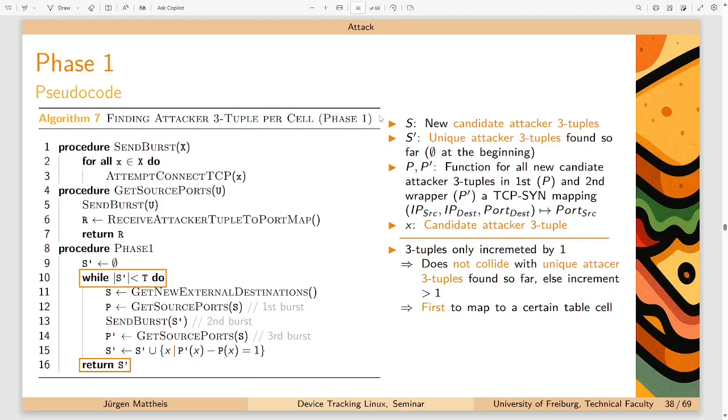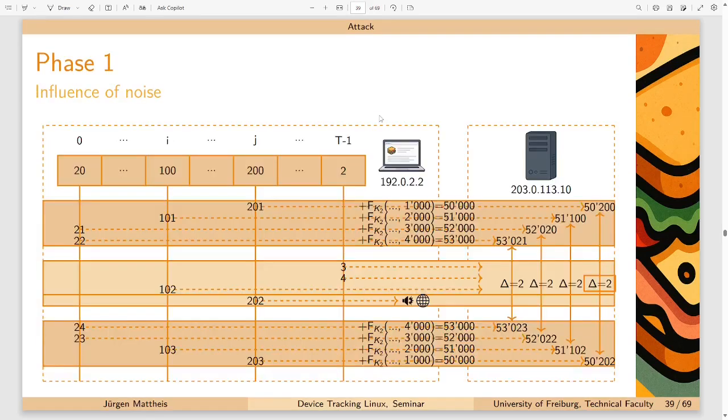And this algorithm terminates as soon as the set of unique attacker free tuples is equal to the size of the perturbation table, which is actually our goal: to have an attacker free tuple for each perturbation table cell.